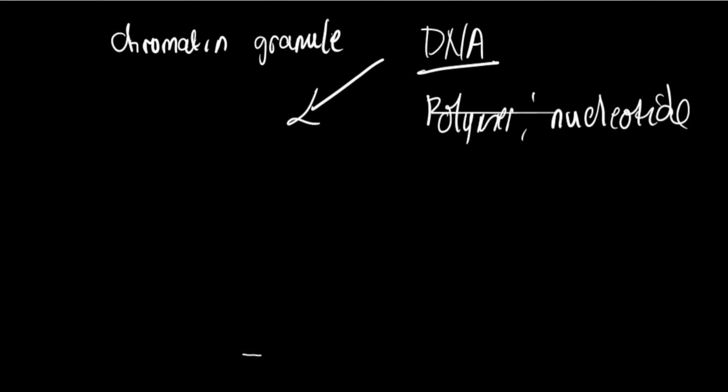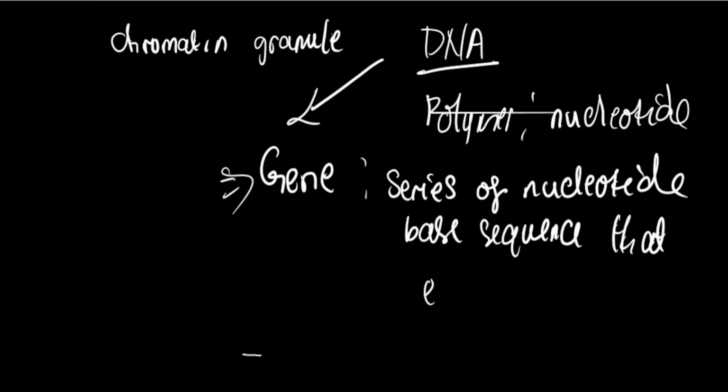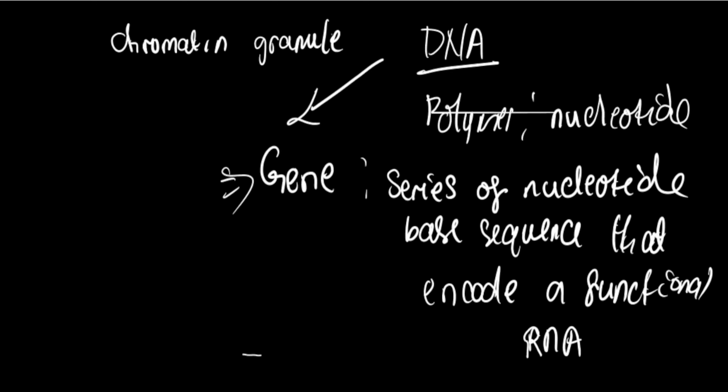Now, it's very important for us to take note of an important term, which would be genes. Now, what exactly is a gene? This is somewhat a standard definition of a gene, but it's important for us to take note of it. A gene is defined as a series of nucleotide base sequences that encode a functional RNA. Simply put, a gene is a part of a DNA molecule that is used to form the template for an RNA molecule. And as we go on in our study, we will understand what a gene is better.